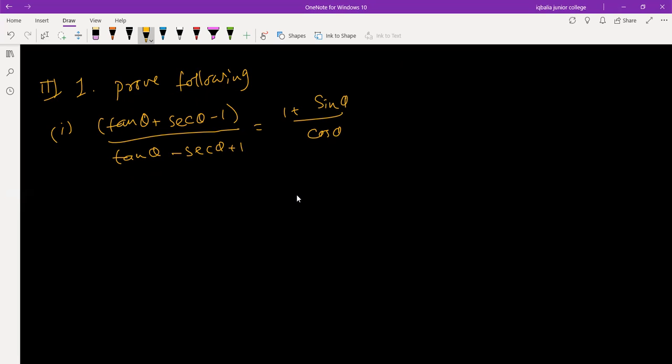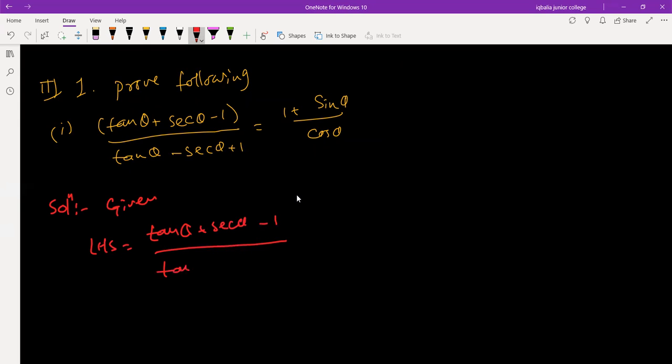Here we have only 3 minutes, so just focus on this question. The solution will be: the given part is in the left hand side, that is tan theta plus sec theta minus 1 over tan theta minus sec theta plus 1.